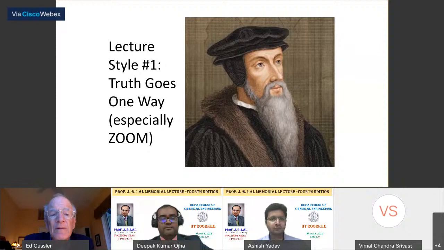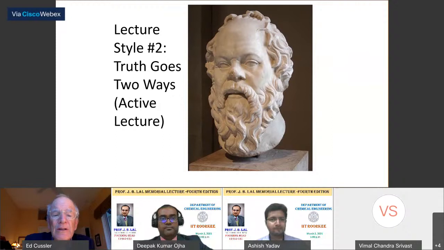The alternative to Calvin's way of teaching is that of Socrates. This, of course, is a Renaissance bust. There's no evidence that Socrates looked anything like this. But what Socrates argued was that you needed to have a discussion of what the ideas involved were. And by having that discussion, you could go much further into a true understanding of what was happening.